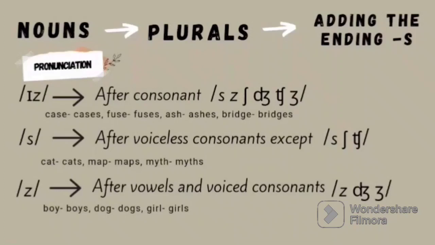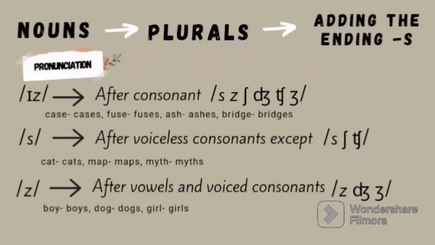In the first category, nouns add the es sound after consonants. The consonant sounds are s, z, sh, ch. Let's take an example. The word case ends with e, but it's a silent e. In pronunciation, case ends with s, which is one of the sounds in this category.